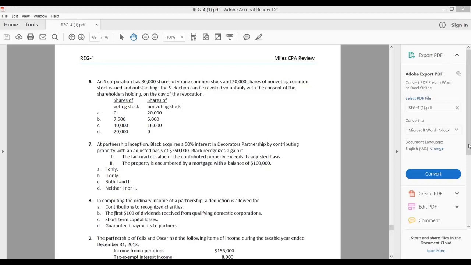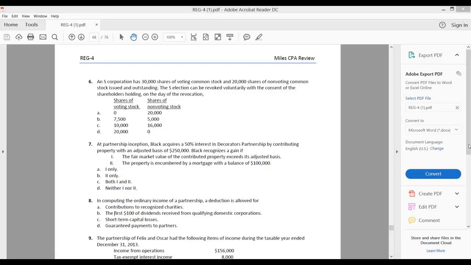It does not matter if the fair market value of the property is greater than its basis. The property that is encumbered by the mortgage has a balance of $100,000. It's definitely lower than the adjusted basis, and therefore there is no gain or loss to recognize. But what happens if the mortgage balance is higher than the adjusted basis of the property being contributed? What would we do at that point of time? Who has an answer for that?